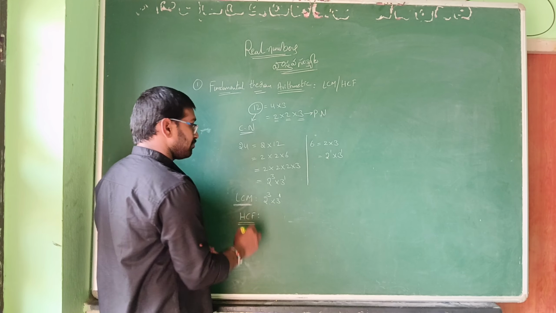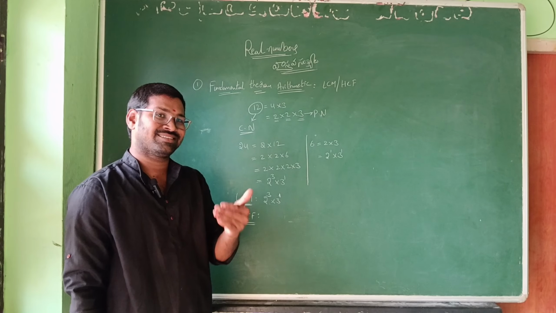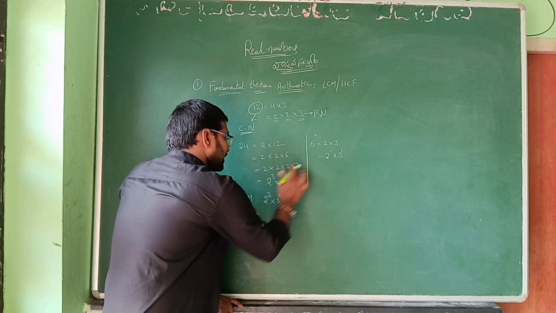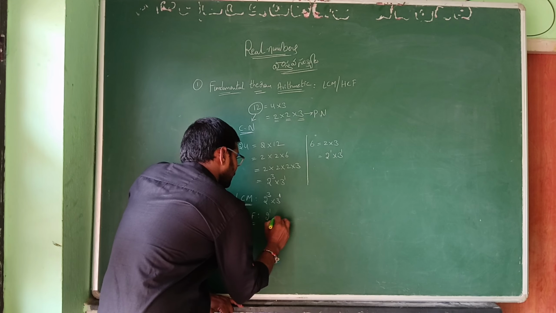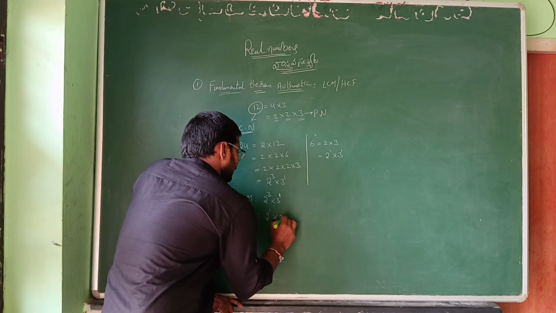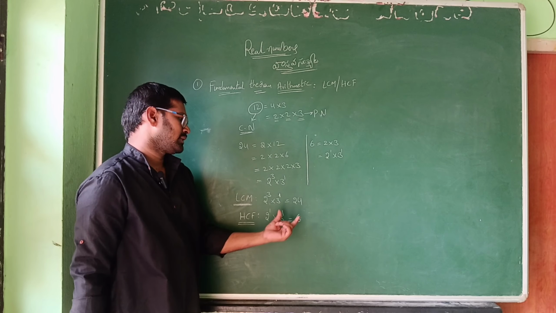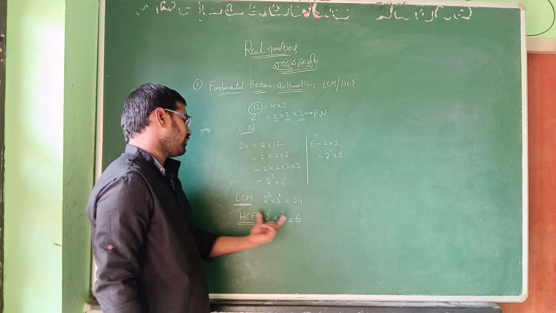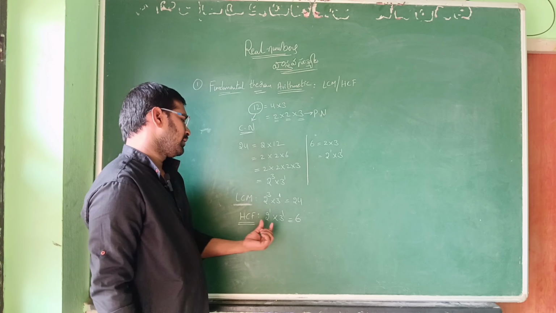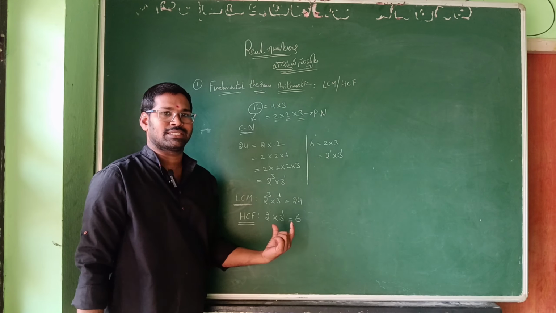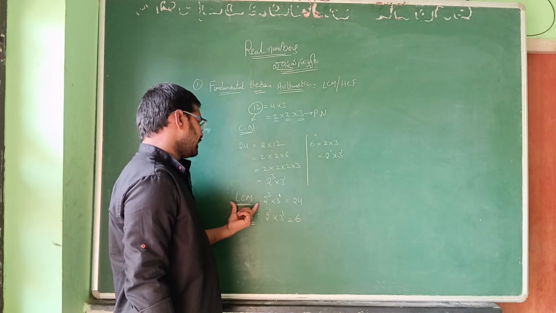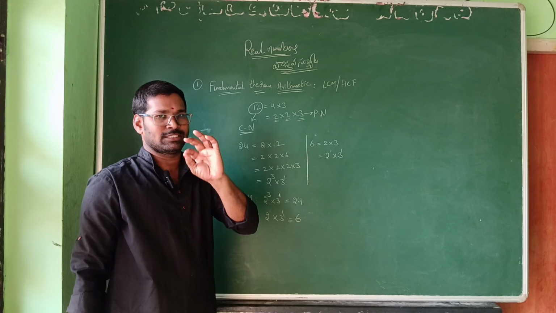Then HCF means highest common factor. But here we should take the lowest powers. See, 2 power 3 and 2 power 1, take 2 power 1; 3 power 1 and 3 power 1, take 3 power 1. 8 3s are 24 is the LCM, 2 3s are 6 is the HCF. In this, 24 is the LCM and HCF is 6, because for HCF we take the lowest powers and for LCM we take only the highest powers.